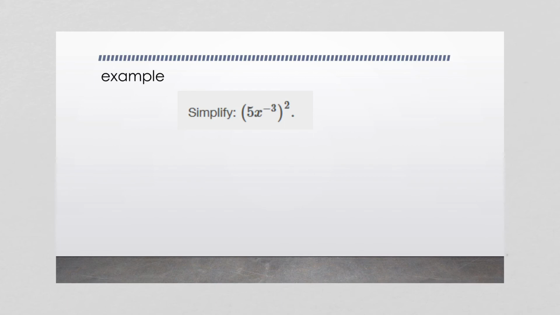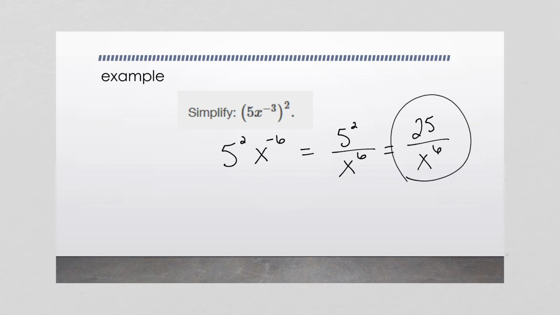All right, so we've got, on this problem, 5 to the second power. We've got x to the negative 6th power, okay? So 5 likes where it's at. 5 is totally happy in the numerator, so it's going to stay there. X is going to move, and we'll take away that negative exponent. Now we can do the math for the 5 squared. And now we're done.